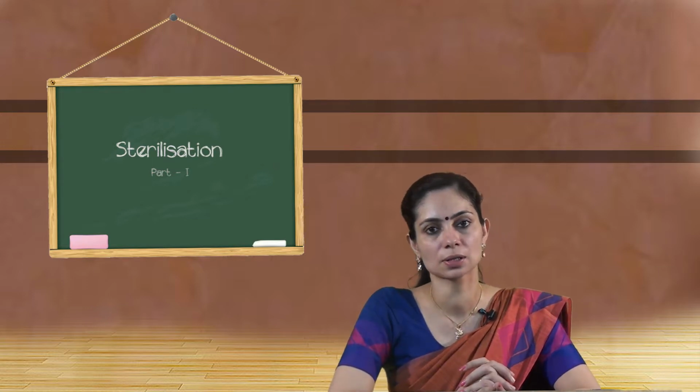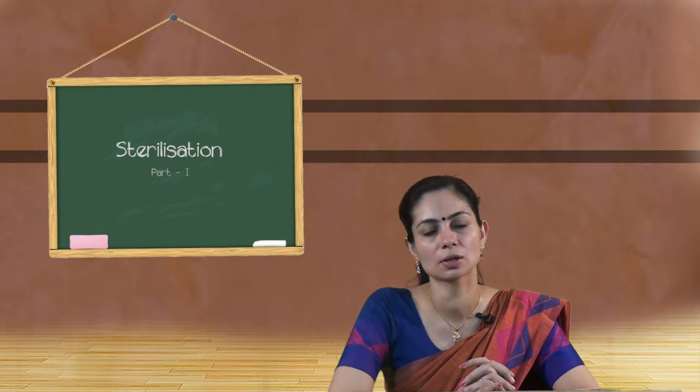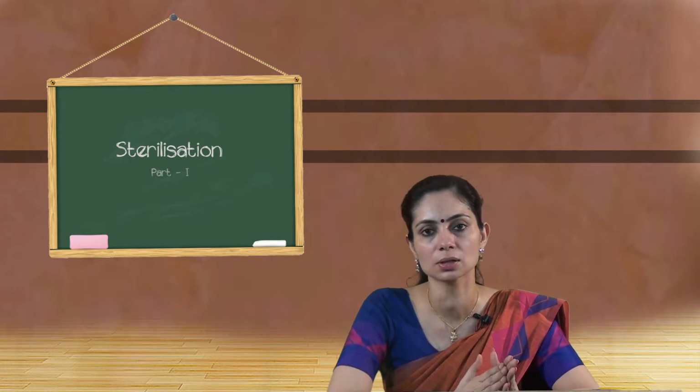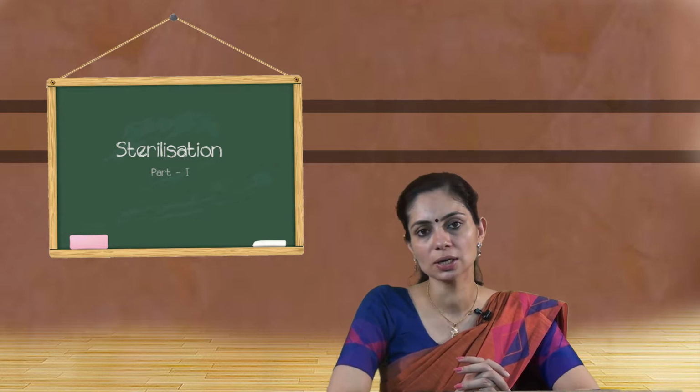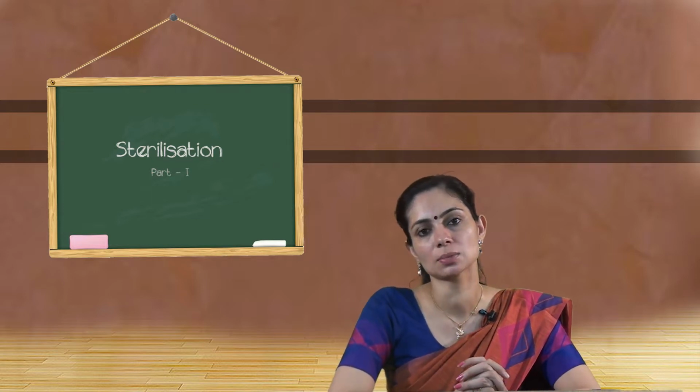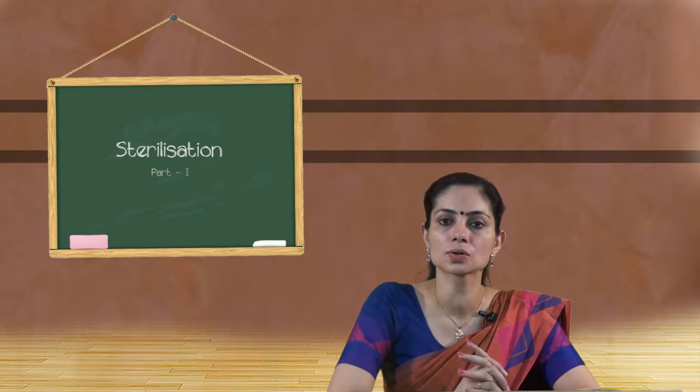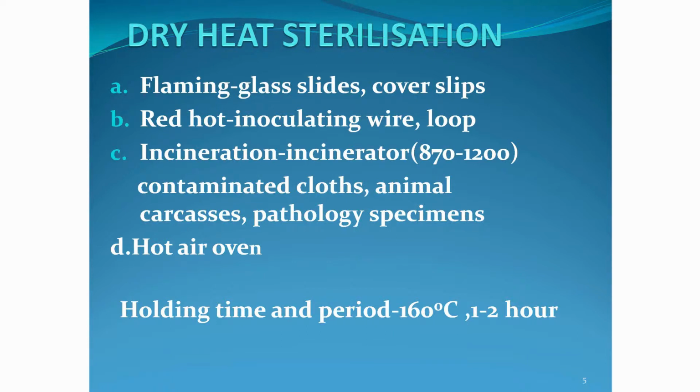Now coming to the first method, the dry heat method. The heating method is divided into two types: dry heat method and moist heat method. In the dry heat method of sterilization, the mechanism is protein denaturation, oxidative damage, and the toxic effect of elevated levels of electrolytes during heating. In the dry heat method of sterilization, we have flaming, red hot method, incineration and hot air oven.